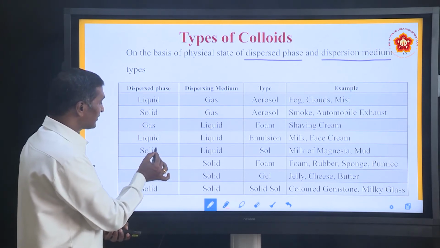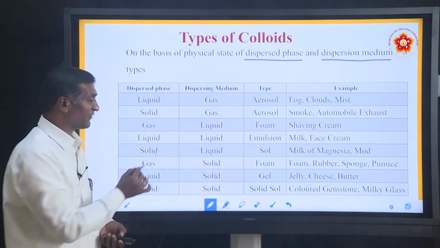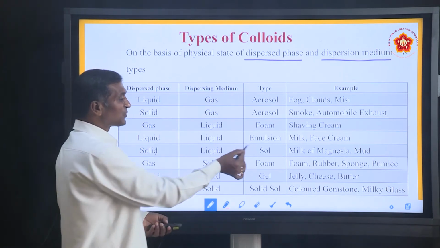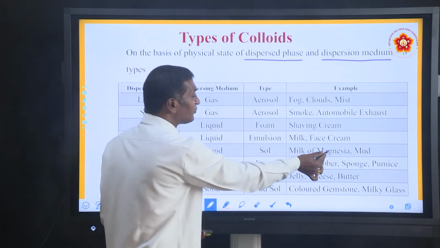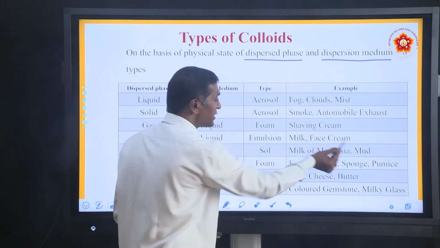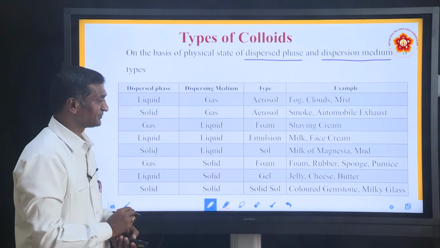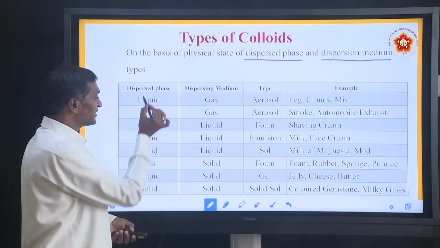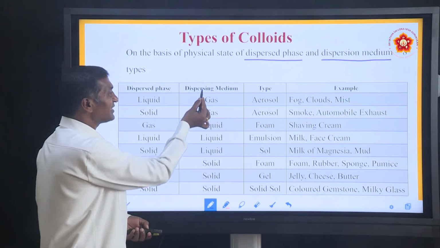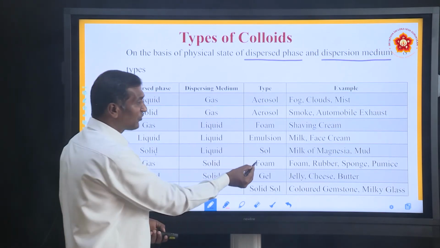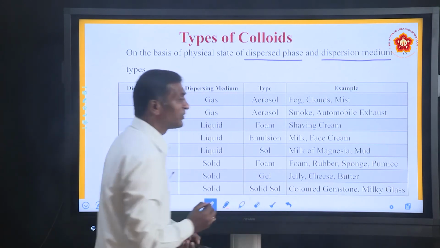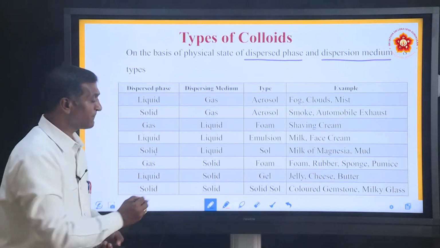The fifth one: solid is the dispersed phase and liquid is the dispersing medium. Sol is the type. Milk of magnesia and mud or soil. Next, gas is the dispersed phase and solid is the dispersing medium. Foam. Rubber, sponge and pumice are the examples.